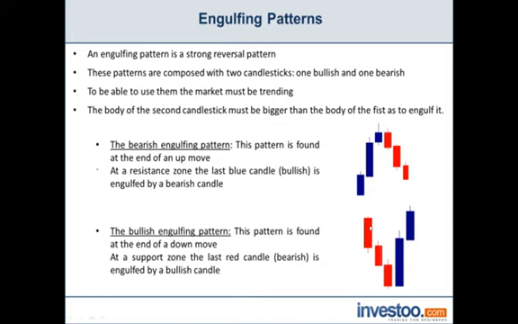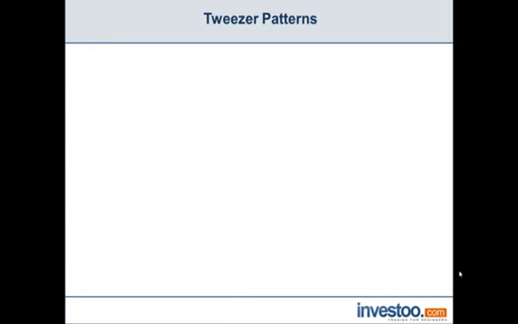You can see that we were in a down move, and at a support area, the last bearish candle is engulfed by a much bigger bullish candle, giving us a reversal signal to go long on the asset that we are currently monitoring. These engulfing patterns, as all technical analysis, can be used in either forex, stocks, commodities, etc. Now let's go to the second type of double candlestick formations, the tweezer patterns.